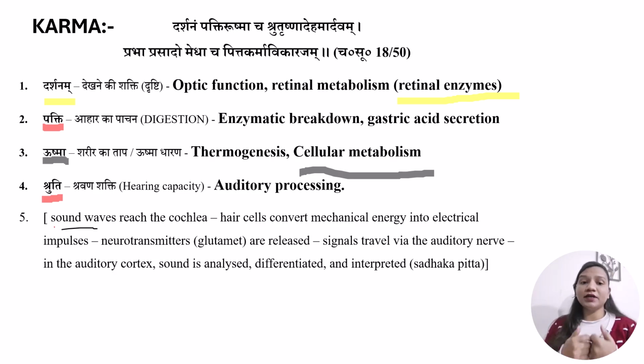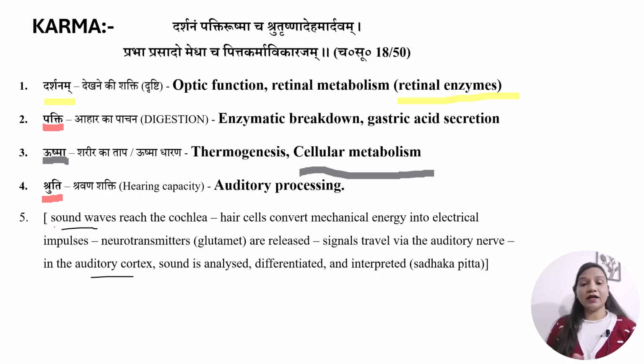Then neurotransmitters are released due to the biochemical reactions and enzymatic actions of Pitta. And then these signals travel via the auditory nerve. Again, for the traveling, the metabolic energy is given by Pitta dosh. Then at last, in the auditory cortex of the temporal lobe, sound is analyzed, differentiated and interpreted, which is done by the Sādhaka Pitta. So Pitta gives clarity for all these functions.